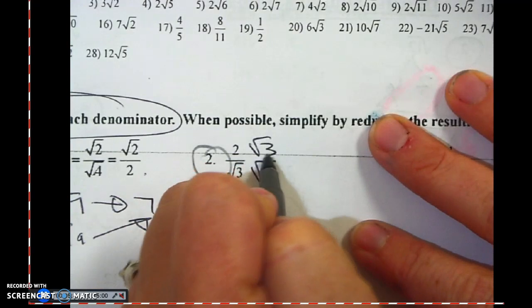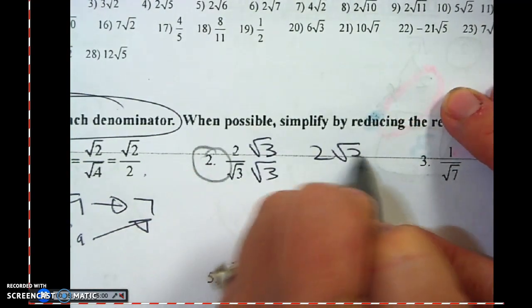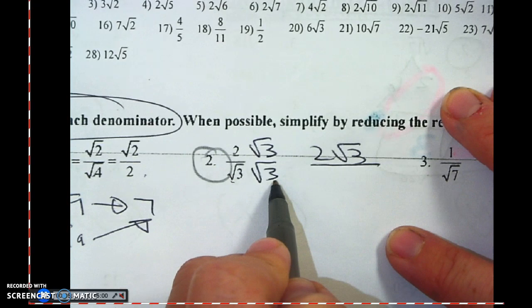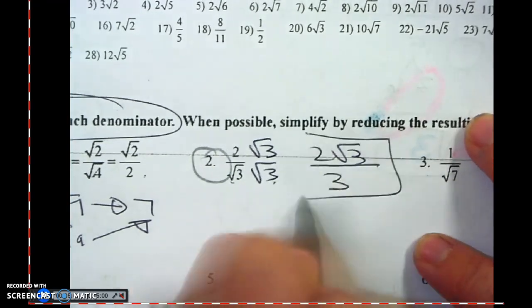Multiply it by itself. 2 times rad 3 is 2 rad 3. Rad 3 times rad 3 is rad 9, which is just 3. Done.